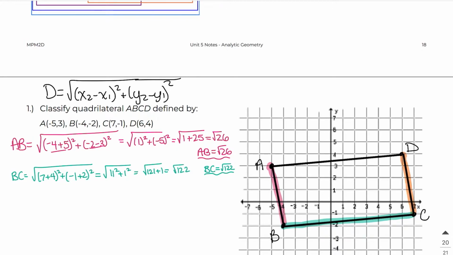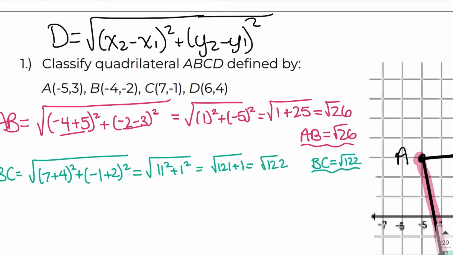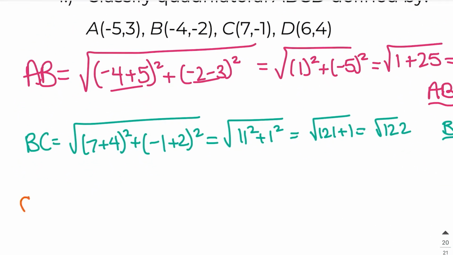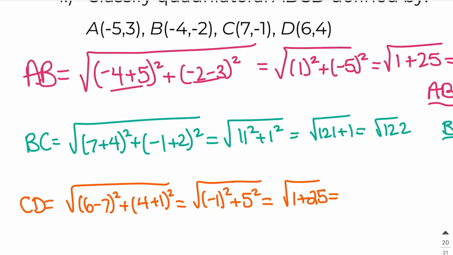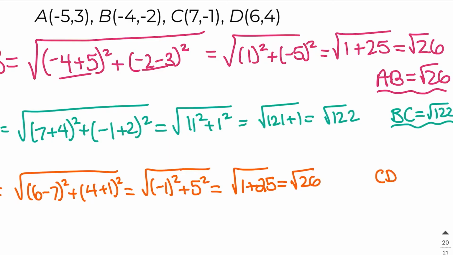Now the next one I want to find is CD. So let's go ahead and find out what CD is going to be. For CD, I'm going to do the exact same thing that we've done for all of these. x2 minus x1 squared plus y2 minus y1 squared. So I get the square root of -1 squared plus 5 squared. So here I end up getting the square root of 1 plus 25, since 5 squared is 25, so I end up getting the square root of 26. So here we can see that CD is equal to the square root of 26.